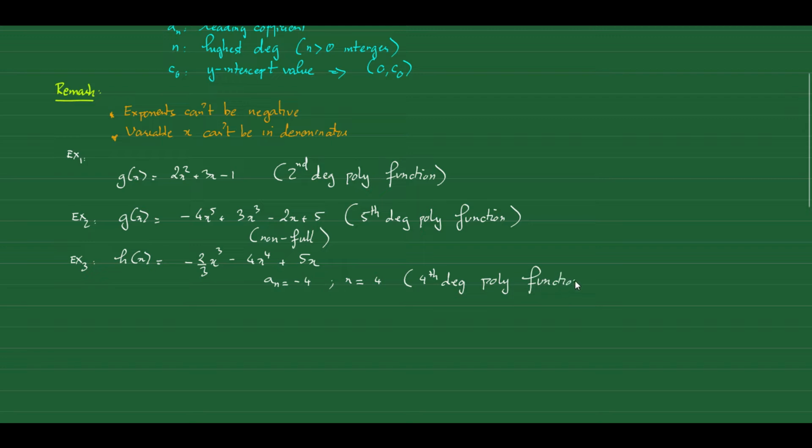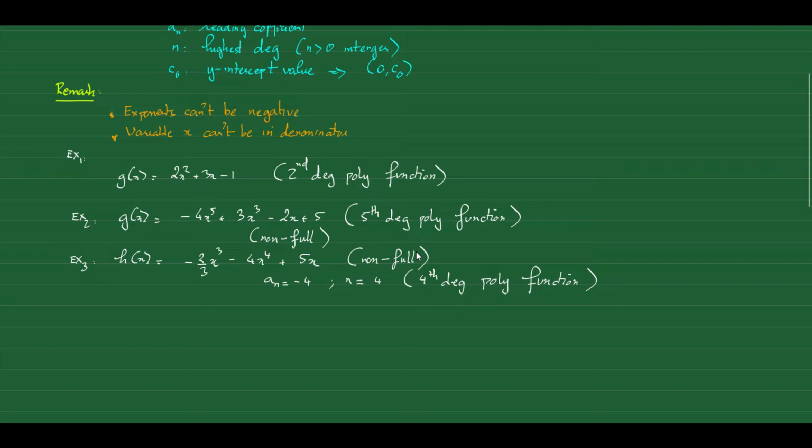And do you think this is full? You know, for 4 degrees usually we have 5 terms, but we have only 3 terms over here. So this is non-full. It's not full because it's missing terms. Alright, so this is not full. However, even though it's not full, it's still considered a polynomial function.